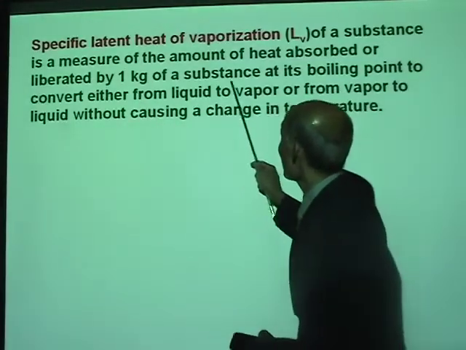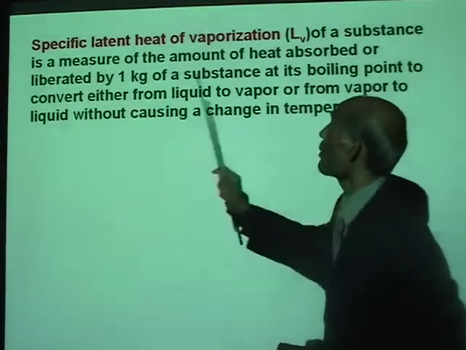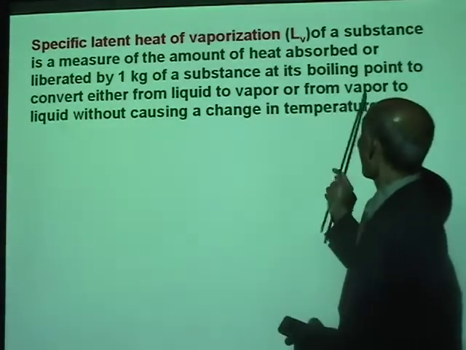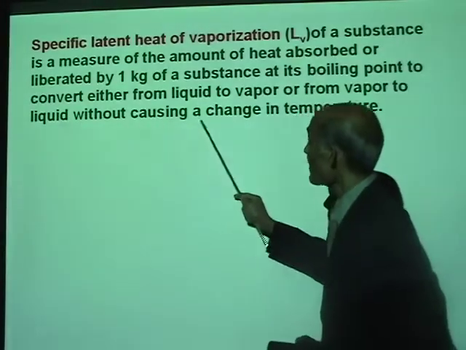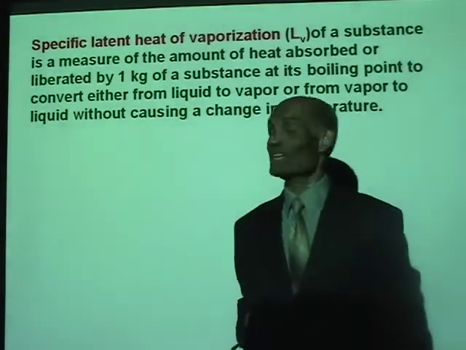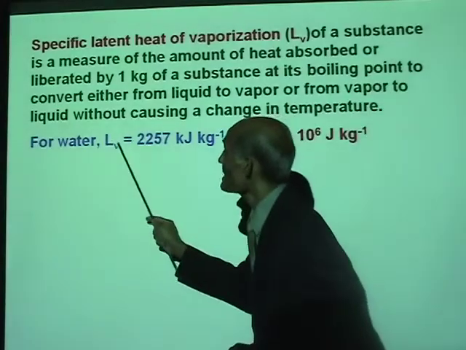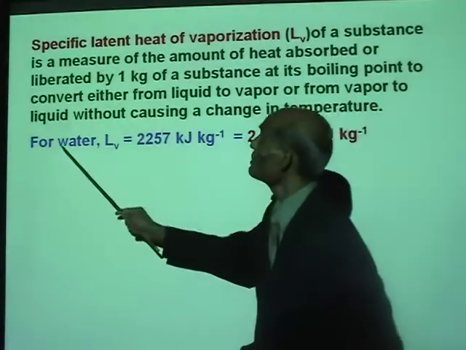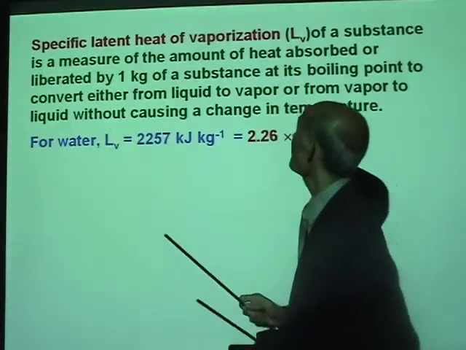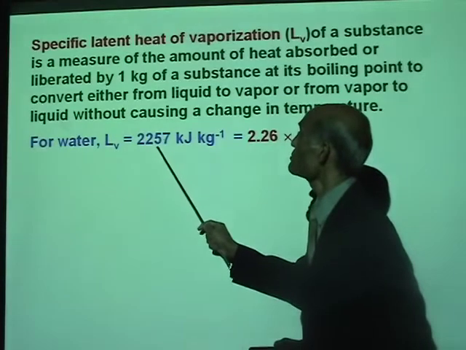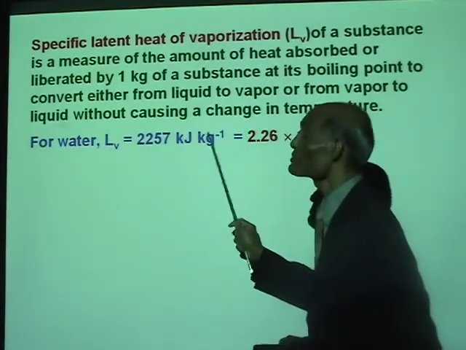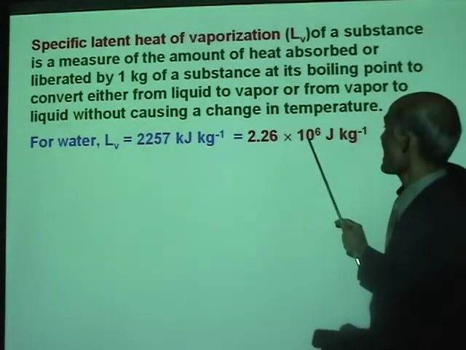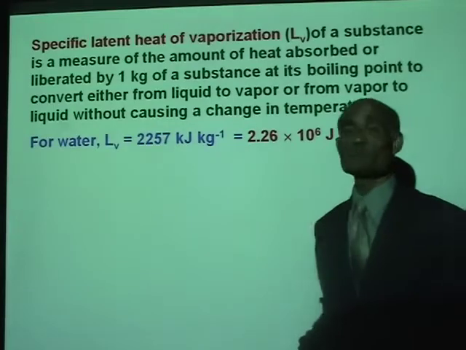The amount of heat required by 1 kilogram of a substance at its boiling point to convert either from liquid to vapor or from vapor to liquid without causing a change in temperature, we will represent that by L sub V. And look at the value for water. L sub V for water is 2257 kilojoules per kilogram, which is 2.26 times 10 to the 6 joules per kilogram.